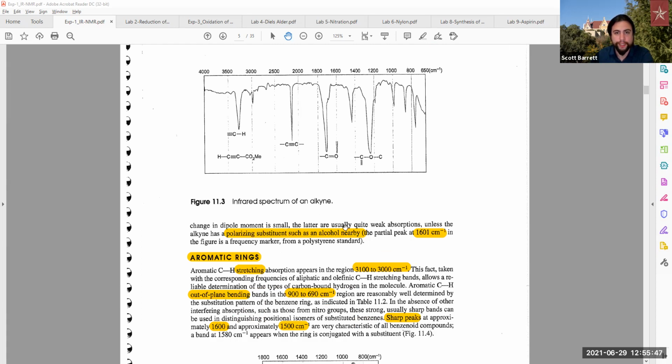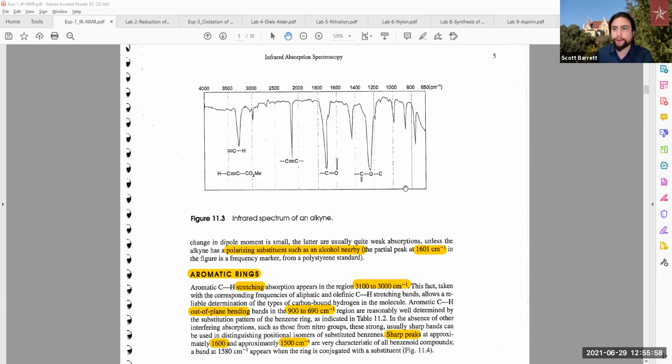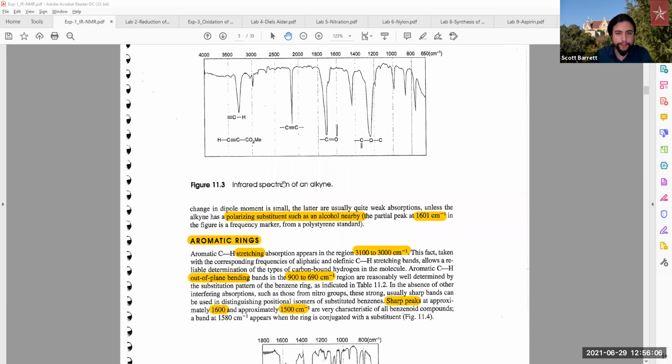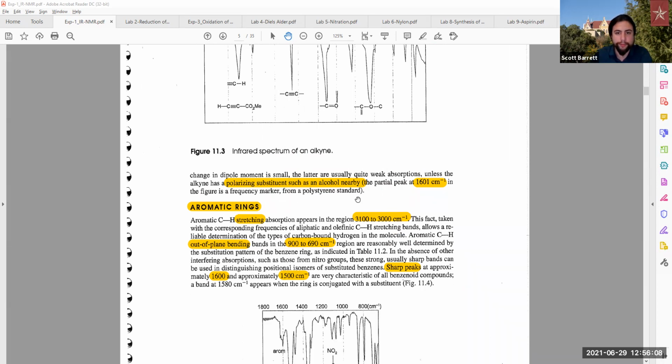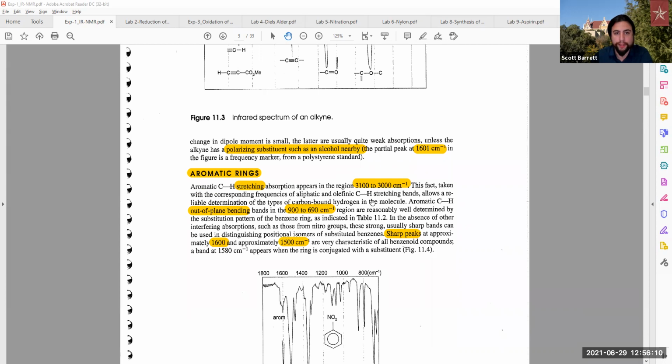this one is a particular part of talking about the polarizing substituent with an alcohol nearby with a partial peak at 1600. And I wouldn't work too hard to memorize that as much, as it would be better to memorize that the alkynes are the highest energy level shifted, going into the alkenes, and then the alkanes are the lower energy levels. So then the aromatic rings are particular because they are going to be within that same region.